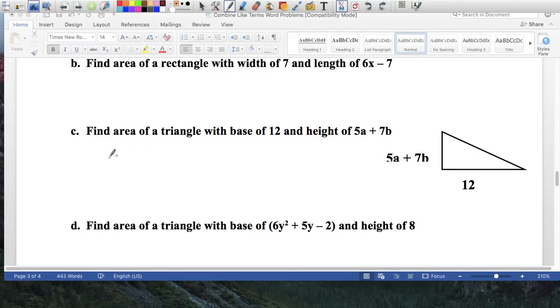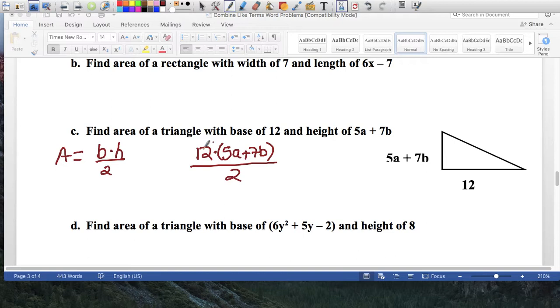Area of a triangle: you take the base, you multiply by the height, and you divide by 2. So if we take that, the base here is 12. Replace the base with a 12 times the height, which is represented by 5a plus 7b. And we're going to take that and divide that by 2. So it's a fraction, right?